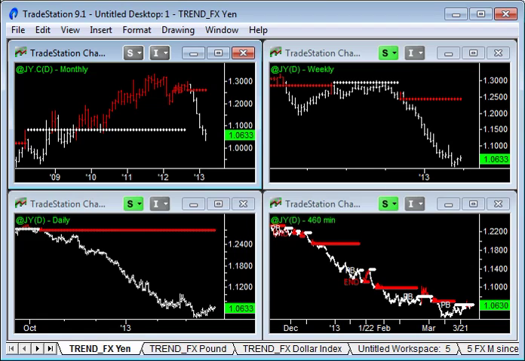And the point I want to make about using Better Sine Wave and these support resistance levels is that trend moves percolate through time frames. They start off in the lower time frames, and then they get picked up in the higher time frames, and they gradually percolate through. So we've got a beautiful case of Japanese yen.